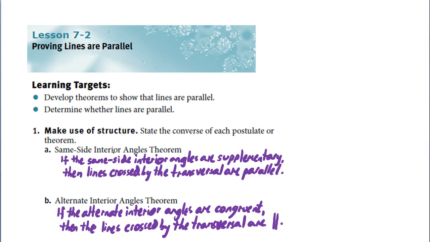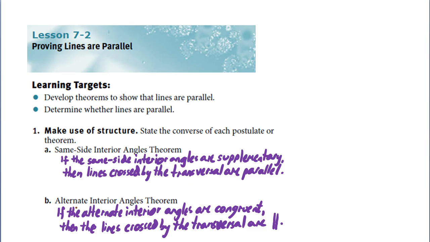First, the same side interior angles theorem. So we need to think about this theorem from the last section and then switch the hypothesis and conclusion around. It would look something like this. If the same side interior angles are supplementary, then the lines crossed by the transversal are parallel.